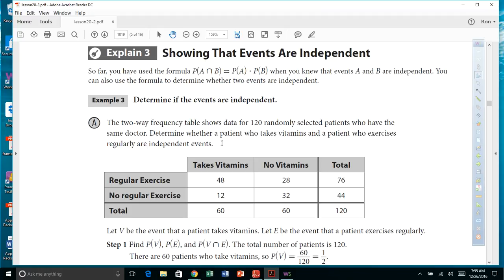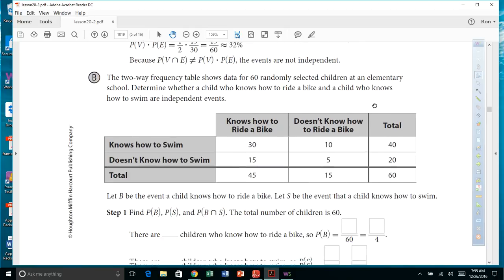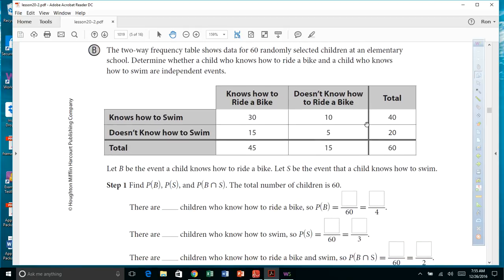Determine if the events are independent. Okay, go ahead and read A, and when you get back, we'll do B together. Okay, so what we're doing here is proving that the two events are independent, because sometimes you don't really know, and the math can prove it for you.